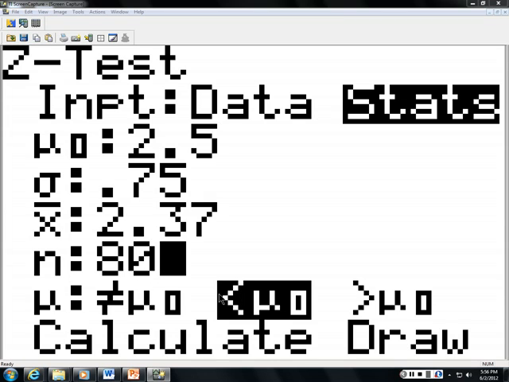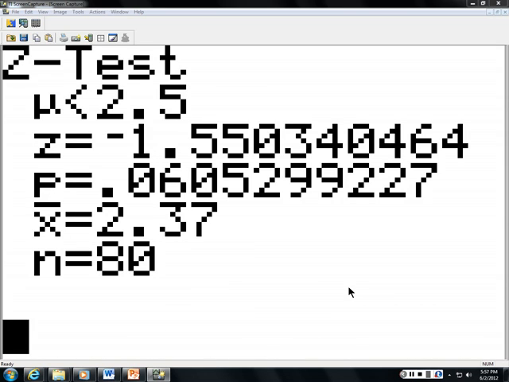I have a left tail test, so I've highlighted the less than among these three choices here. If it was the right tail test, it would be the greater than. Two tail test, the not equal to. And this mu naught is the mean from the null hypothesis, so that's the 2.5. So then I'll go calculate and see what comes up. And there's our results. There's the same p-value and the same test statistic that we saw already. So this calculator function will check all that for you.